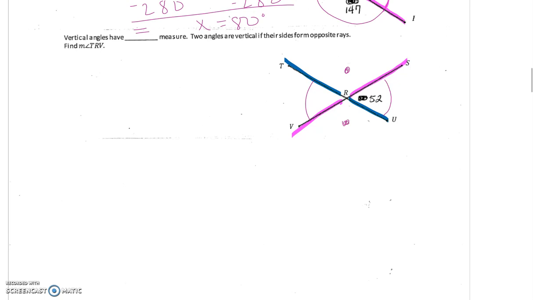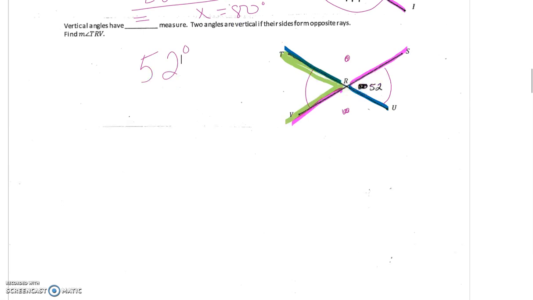Okay? They want you to find the measure of TRV. TRV. So trace it out. Drawn all over your picture. So T down to R out to V is this angle over here. And because they're vertical, what's that angle measure? 52. There's no work. You just have to know it. All right, good.